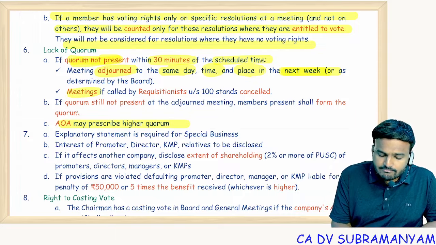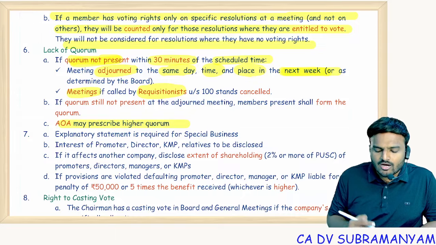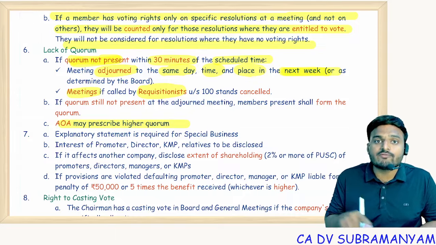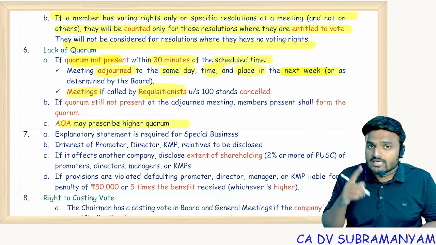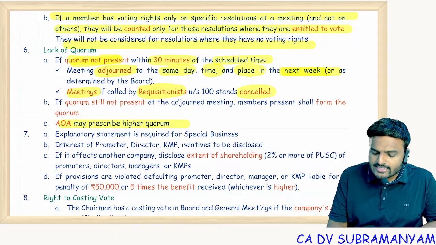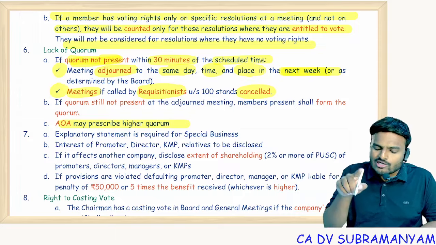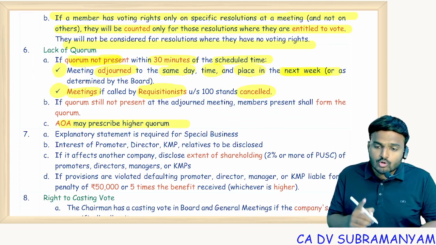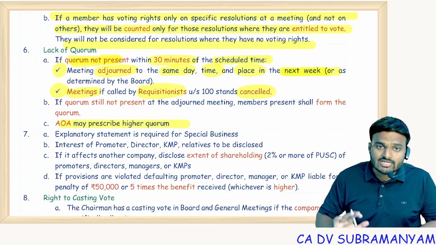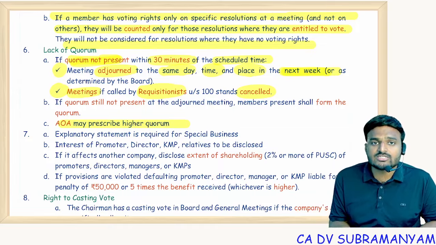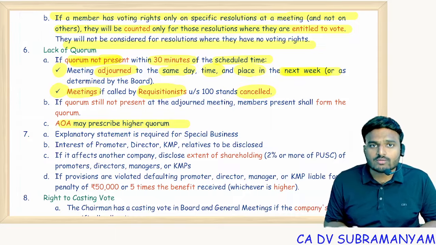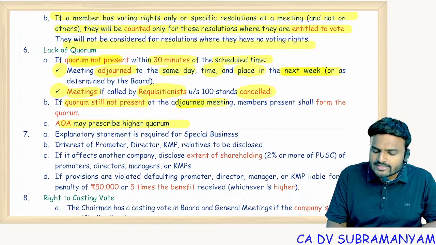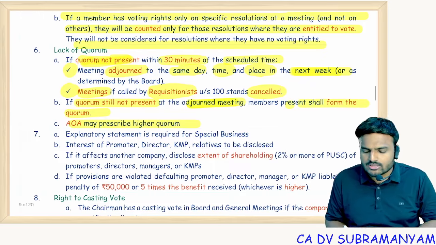But if it is a meeting called by requisitionists, or called because of a requisition filed by requisitionists, in that meeting if there is no quorum, the meeting stands cancelled. Observe the difference. For board of directors called meetings, no quorum, the meeting stands adjourned. Board called EGM because of requisition, or requisitionists themselves call an EGM: in these meetings, if there is no quorum, the meeting automatically stands cancelled, no adjournment. If quorum is still not present at the adjourned meeting, members personally present shall form the quorum.